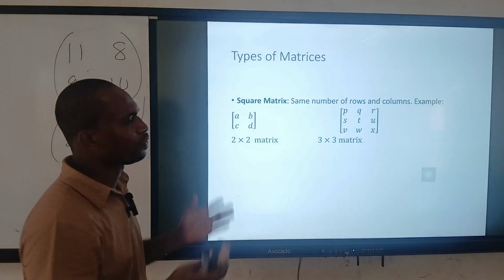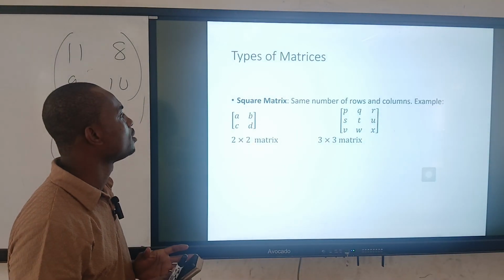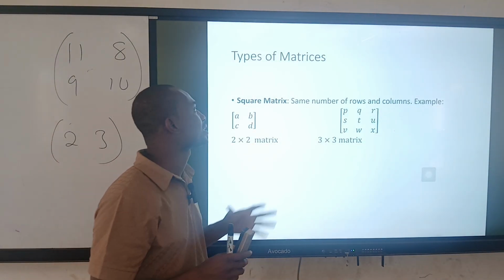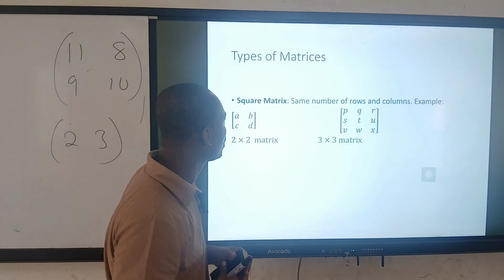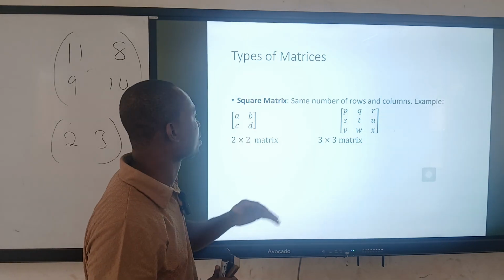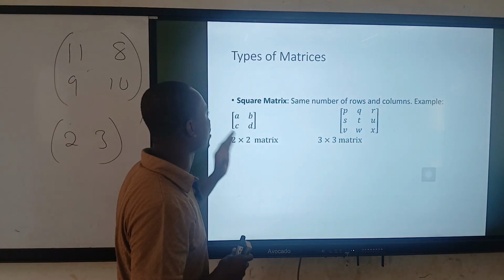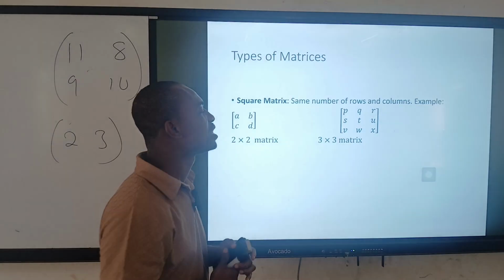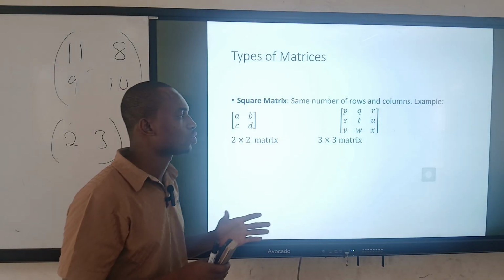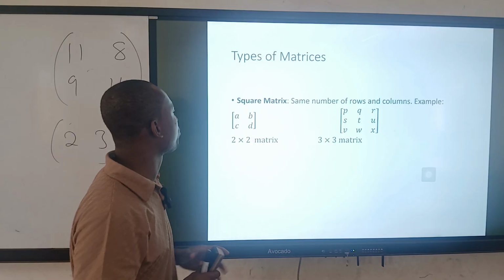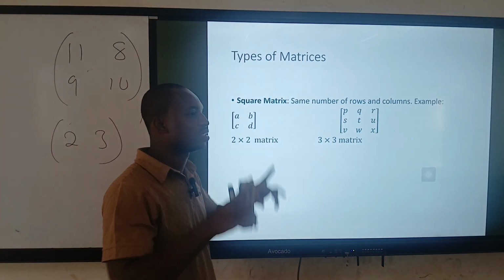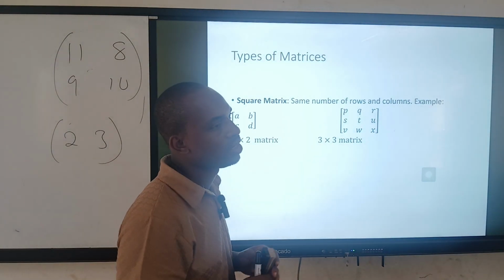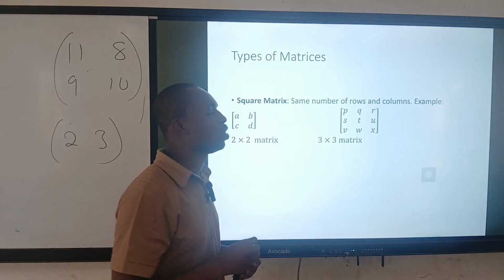Now we have types of matrices. We have so many types, so let's take our time and go through. The first type is what? Square matrix. Matrix having the same rows and columns, we call it what? Square matrix. So for example, we have 2 by 2, the same, and then 3 by 3 matrix is an example of what?